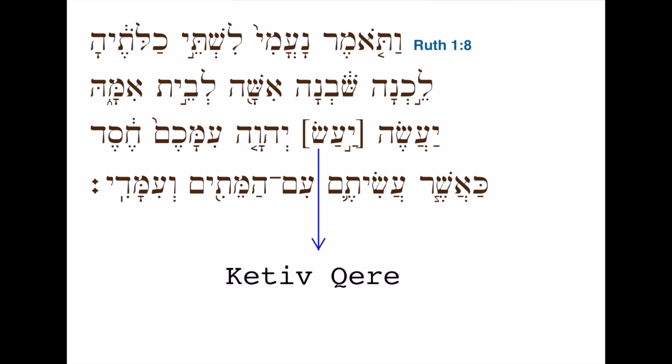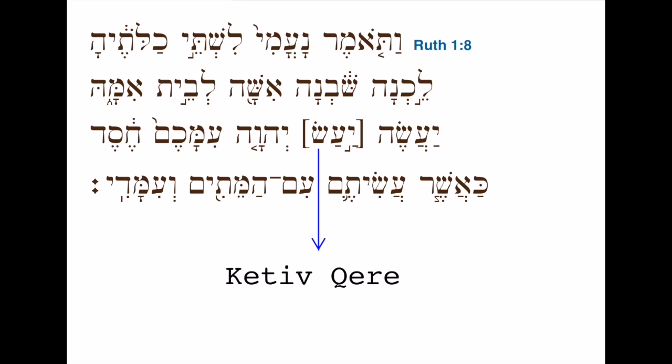In this video, we're only going to focus on one verb, and it's what you see circled here. You notice it's written twice, but each instance has different vowel pointings. So this introduces the phenomenon called ketiv kare. Ketiv kare means what is written, or the ketiv, and what is read, or the kare.